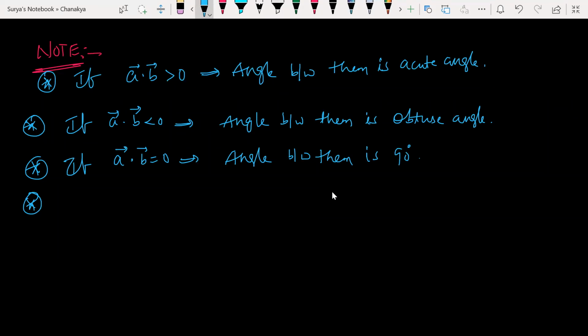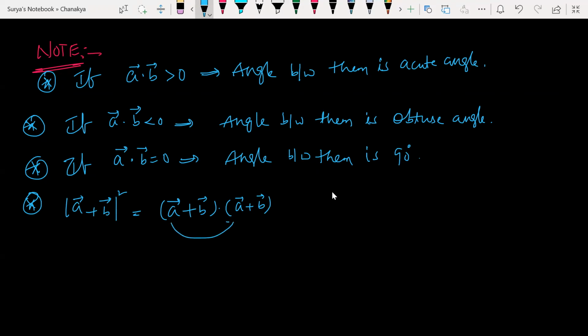Now we'll look at this. Now we'll talk about one more point. Modulus, magnitude of a plus b whole square. What happens? Same thing. Look at this. This is nothing but vector a plus b dot a plus b. Okay. So this is nothing but what?